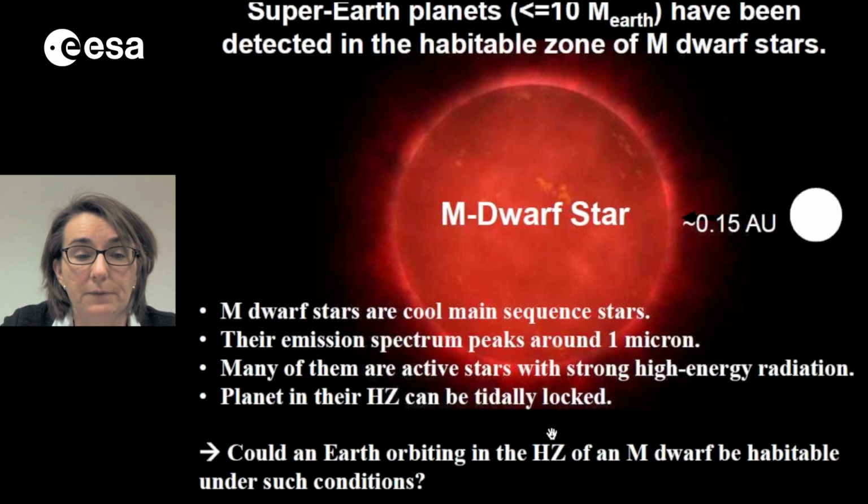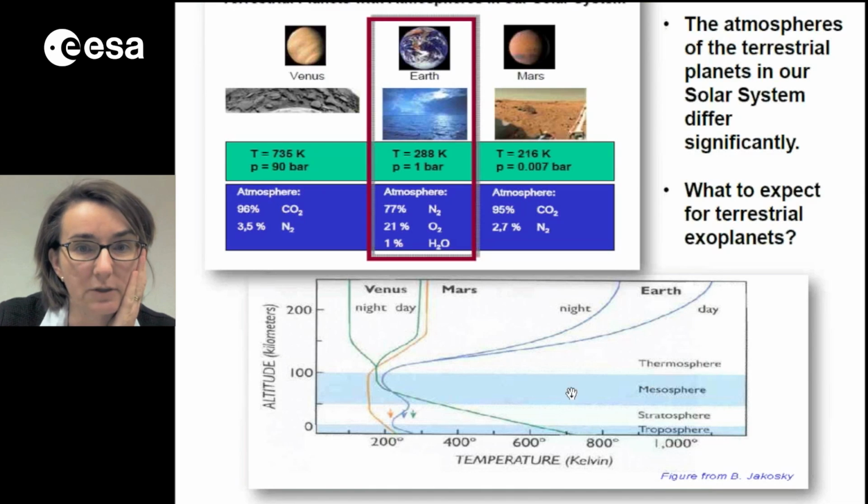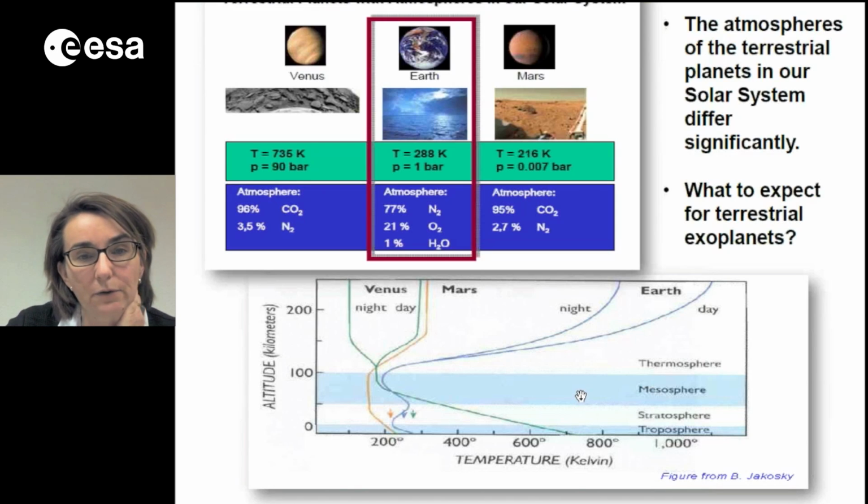Could the Earth, if we just take it and place it around such a star, remain habitable under such strange conditions? To address this, we have to make some assumptions, because at present we have not detected an Earth-like planet in the habitable zone for which we know the atmospheric composition. We know very little about these planets.